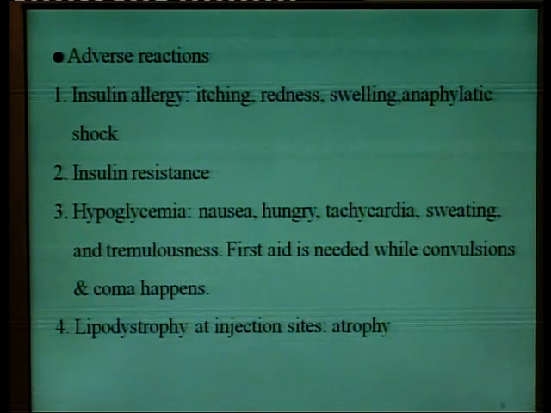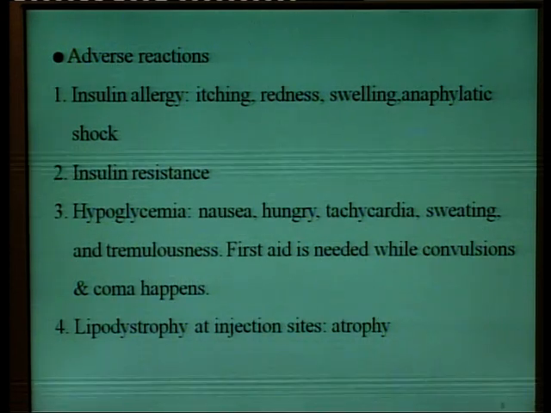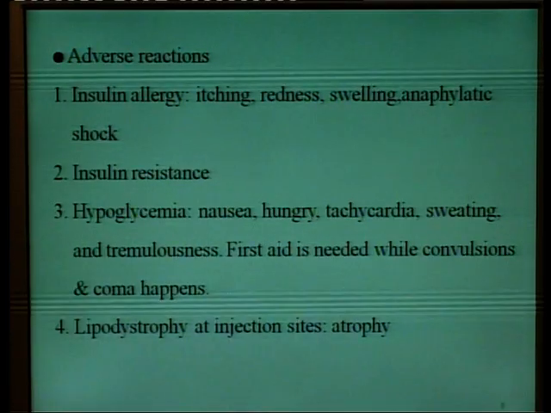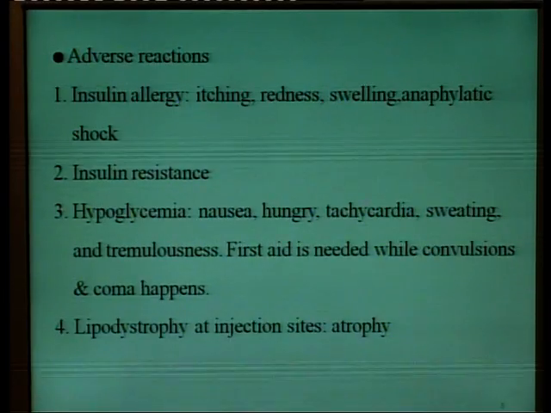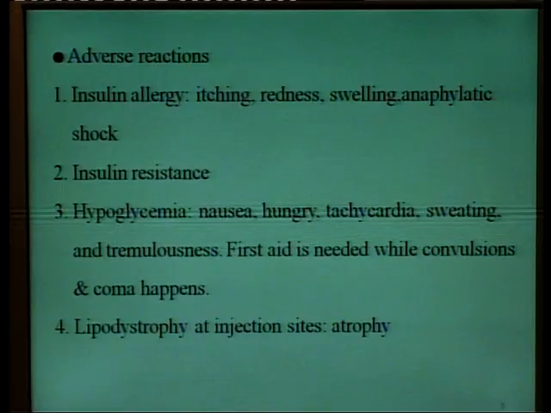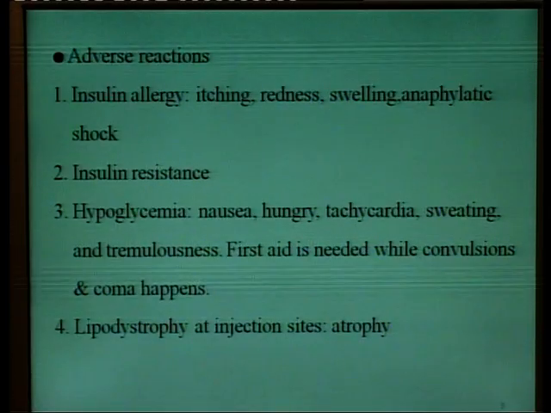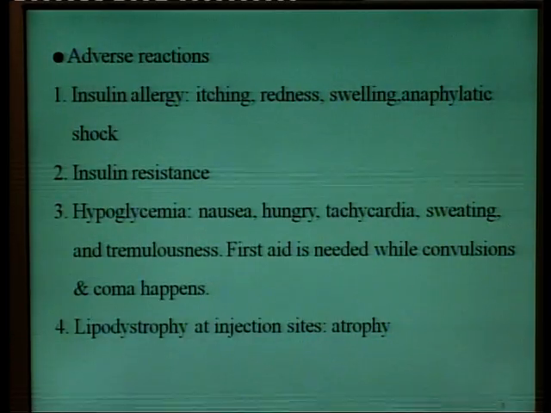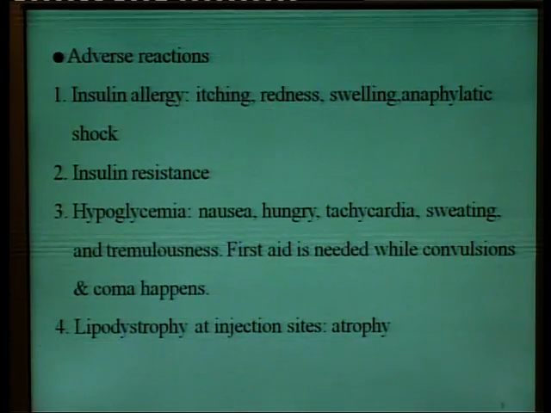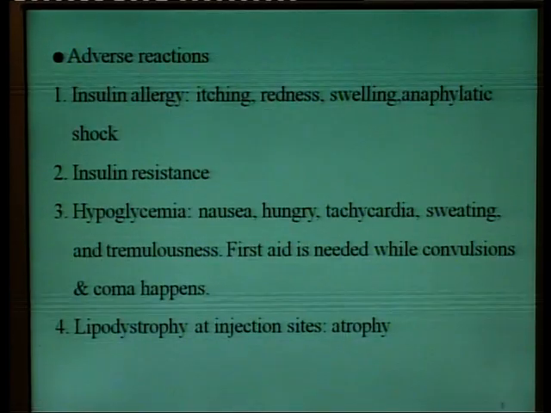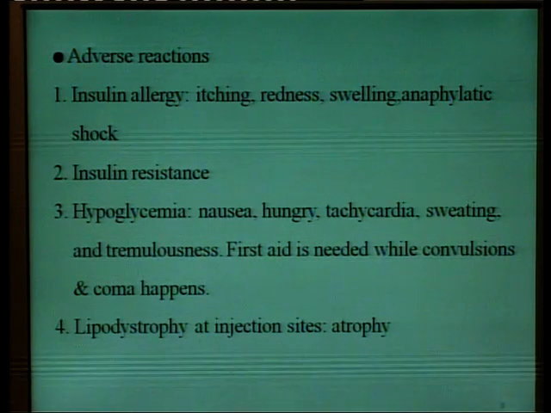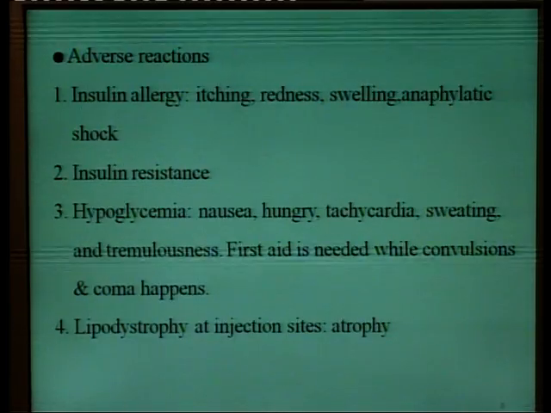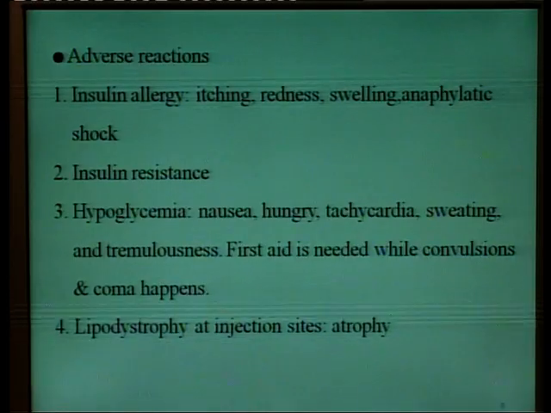Coming to the adverse reactions of insulin. Insulin allergy is seen as itching, redness, swelling, anaphylactic shock. There can be a resistance to insulin, that is insulin resistance. There can be hypoglycemia with nausea, hunger, tachycardia, sweating, tremulousness. In such cases first aid is needed, especially when convulsions or coma happen. Lipodystrophy at injection sites, that is atrophy.